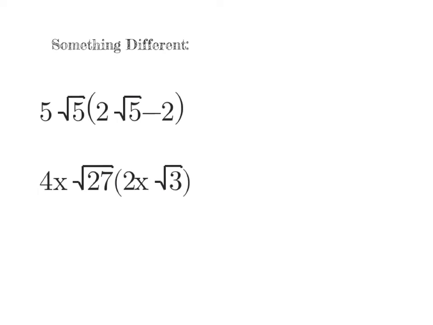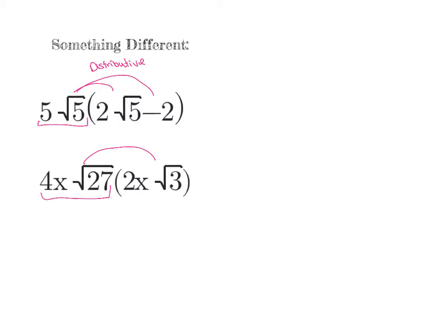Alright, so something different. In this case, we aren't doing a binomial times a binomial. This is actually a monomial, one term right here in both of these. For the first one, we're multiplying the monomial into the binomial, so this is the distributive property. And then here, we're just multiplying, so this is really just multiplying terms outside and inside of the radical together.